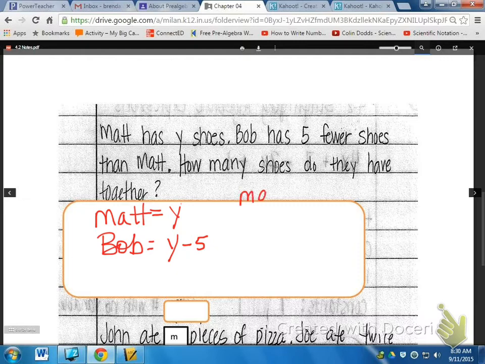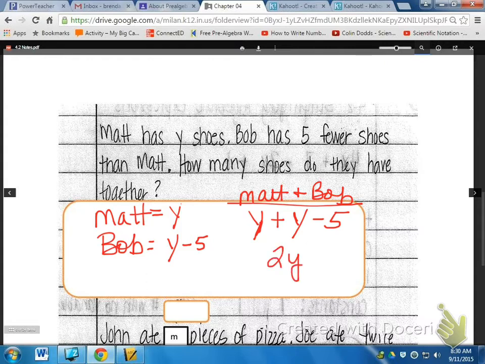How many shoes do they have together? So what you want to do is Matt plus Bob. So Tori, what would that look like if I'm writing it with the expression? Y for Matt. What should I put in there for Bob, though? What's written for Bob? Bob equals what? No, Y minus 5, right? So Matt is Y, and Bob is Y minus 5. So you put those both in. Now, Tori, can you simplify that for us? 2y minus 5.